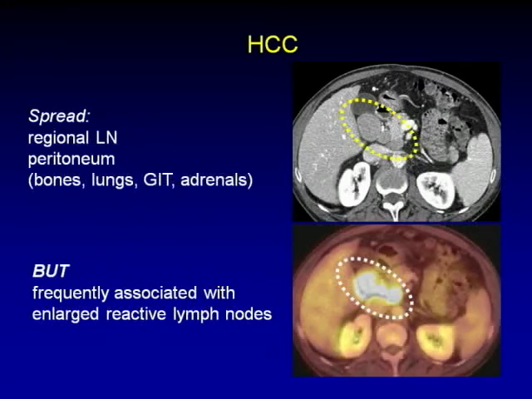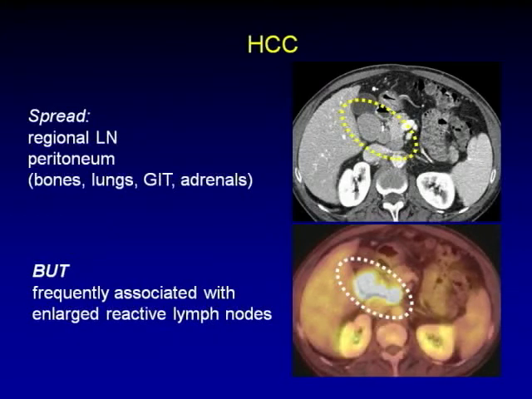Often these patients have underlying liver disease. Often these patients have viral hepatitis, particularly in this country. And so they may have reactive nodes, which can be quite big. They can be up to about 2 centimeters in size. So that doesn't necessarily mean that they have got tumor outside of the liver.